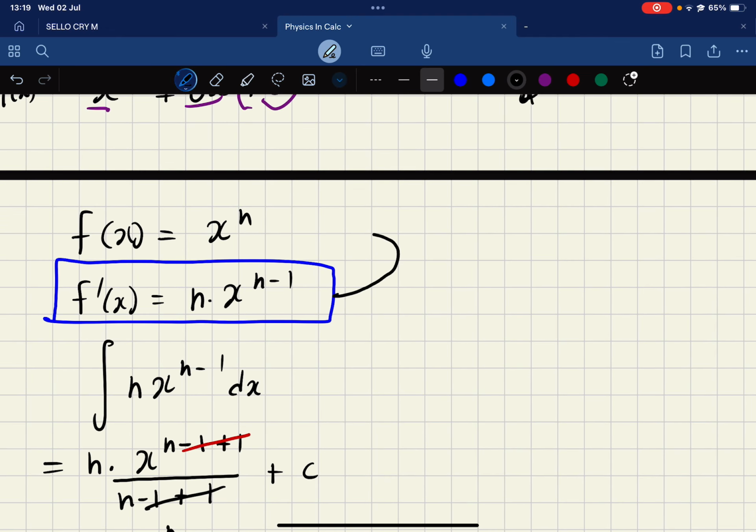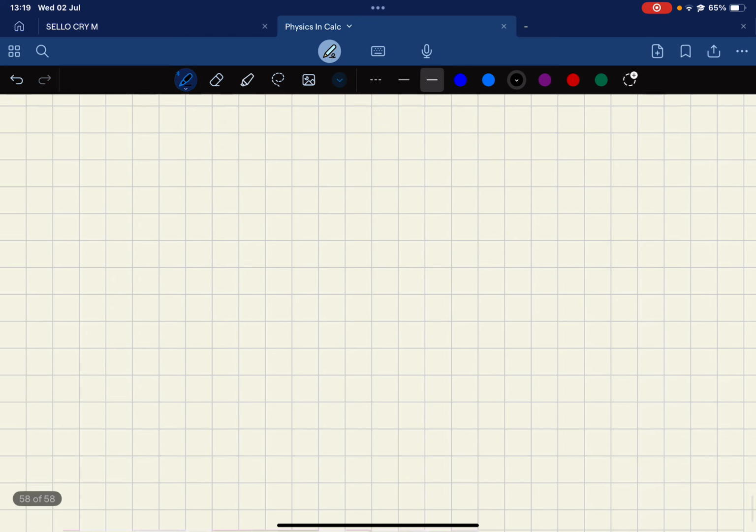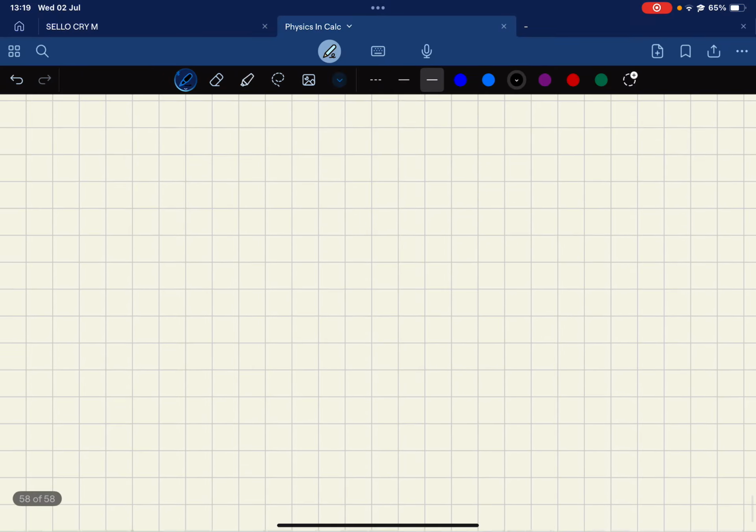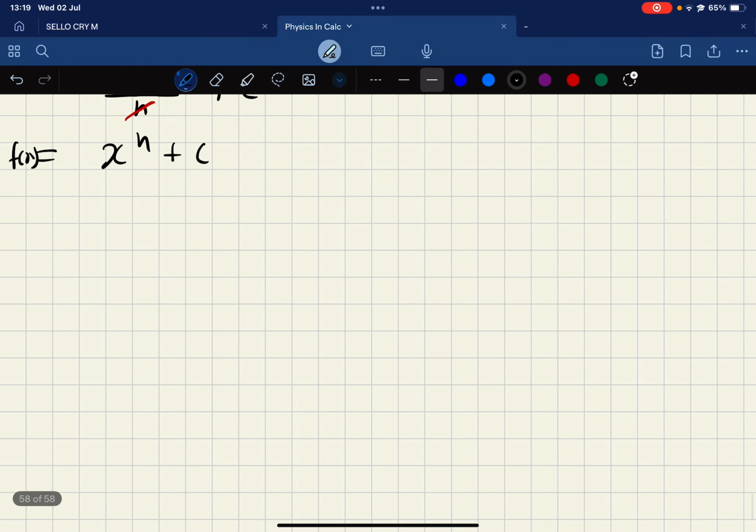It takes us from the derivative to the original function. Understand? That's how we talk about integration. In the next video, we will be integrating the functions now.